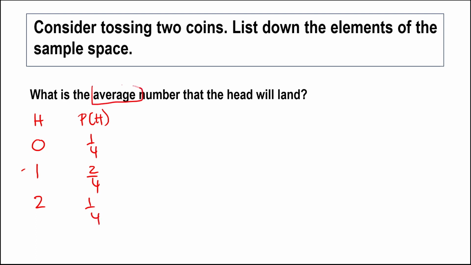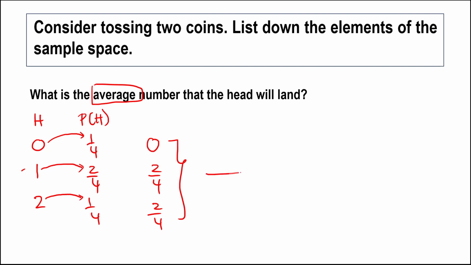Then to find the mean or the average, multiply 0 times 1/4, this one is 0. 1 times 2 over 4, this one is 2 over 4. And 2 times 1/4, this one is also 2 over 4. Then you add these numbers. Since the denominators are equal, copy the denominator. And 2 plus 2 is 4. So therefore, the average is equal to 1.